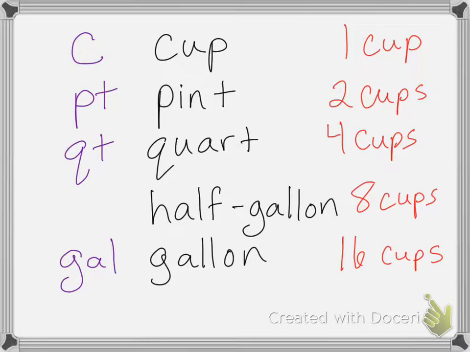Okay. If you notice, there's a pattern. Each container is twice as big as the one before it. Because if I do a cup times 2, that would be 2 cups. Pint times 2, or 2 cups in the pint times 2 is 4, times 2 is 8, times 2 is 16. So it's twice as big as the one before it.